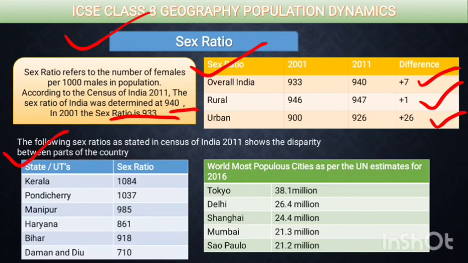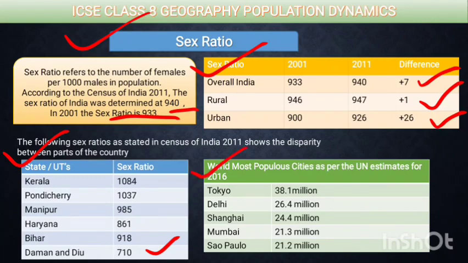For the high sex ratio, a state like Kerala has the high sex ratio of 1084, meaning 1084 females per 1000 male population. And the least number or low sex ratio, the UT is Daman and Diu, and the state is Haryana.